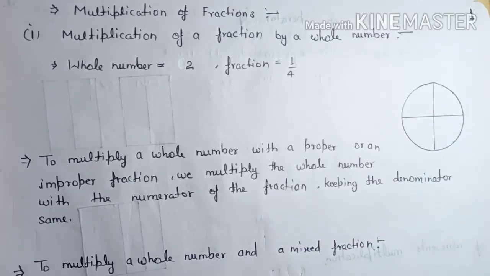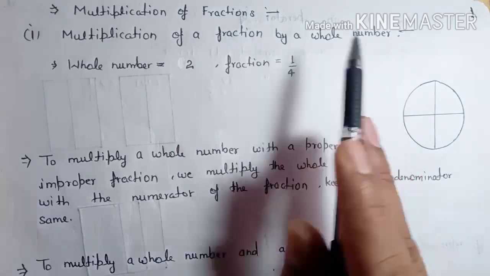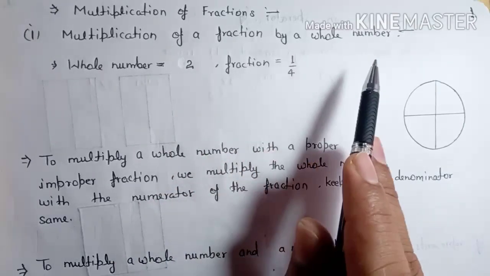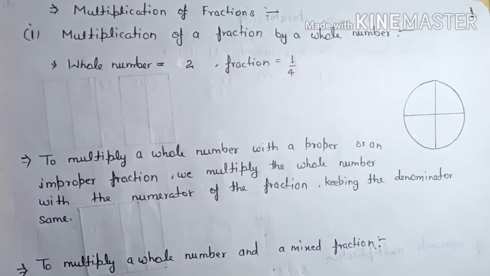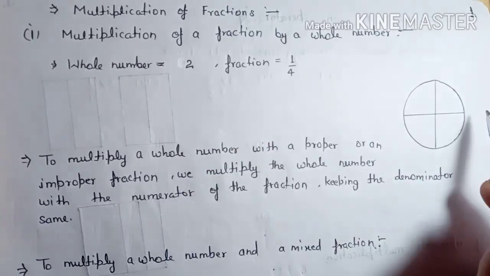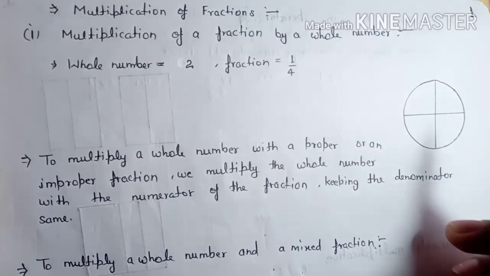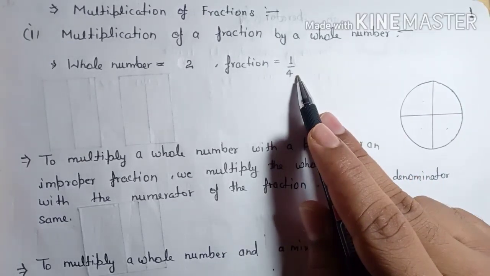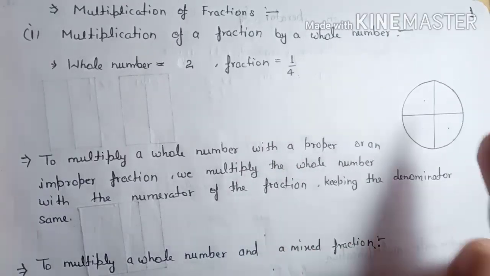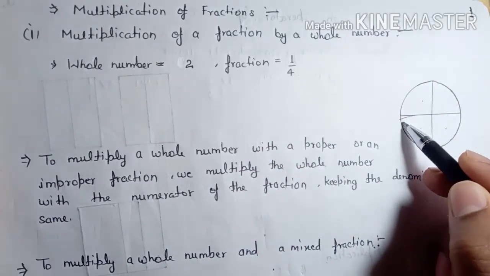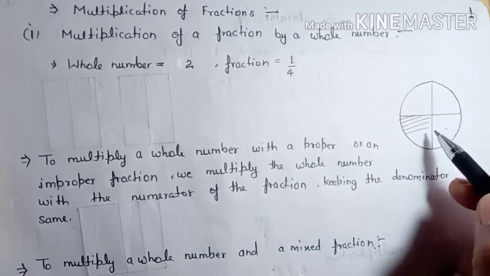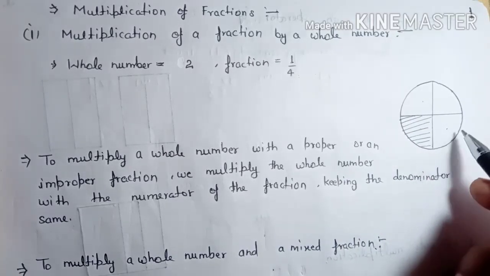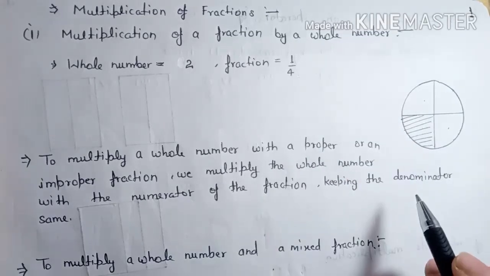Jai Hind students, in exercise 2.2 we are going to study multiplication of fractions, and first we will study multiplication of a fraction by a whole number. You can see there is a fraction 1 upon 4. There is a circle divided into 4 parts, and 1 upon 4 means you have taken just one part out of these 4 equal parts. This is the general meaning of fraction. If it is 1 upon 4, it means in 4 equal parts you are selecting 1.